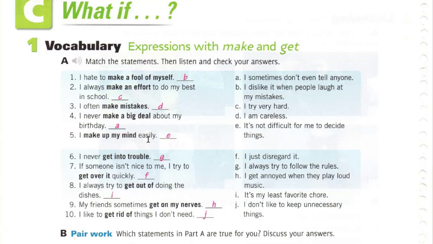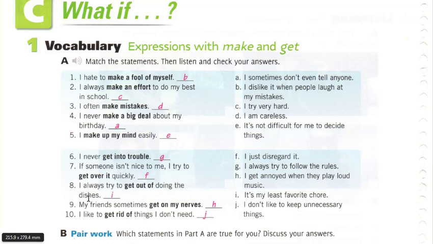Number 6, I never get into trouble. Is G. I always try to follow the rules. Number 7, if someone isn't nice to me, I try to get over it quickly. It's F. I just disregard it. Get over it. Number 8, I always try to get out of doing the dishes. Is I. It's my least favorite chore.